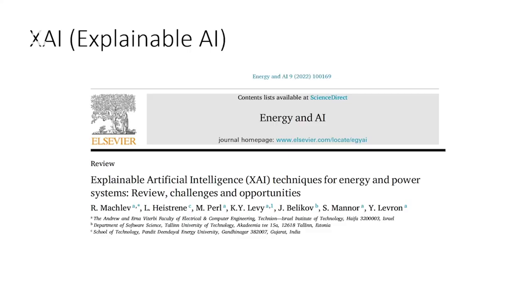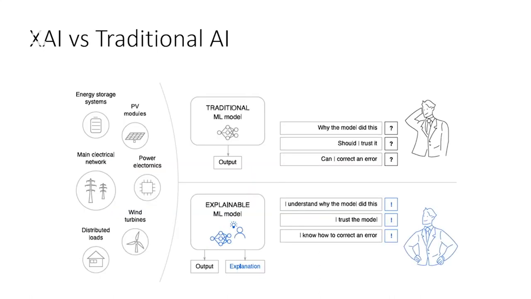Okay, so I want to talk a little bit briefly now about explainable AI. This is a recent paper that we published, and I think it's important to do that at this current stage. I think explainable AI has a lot to offer to us.